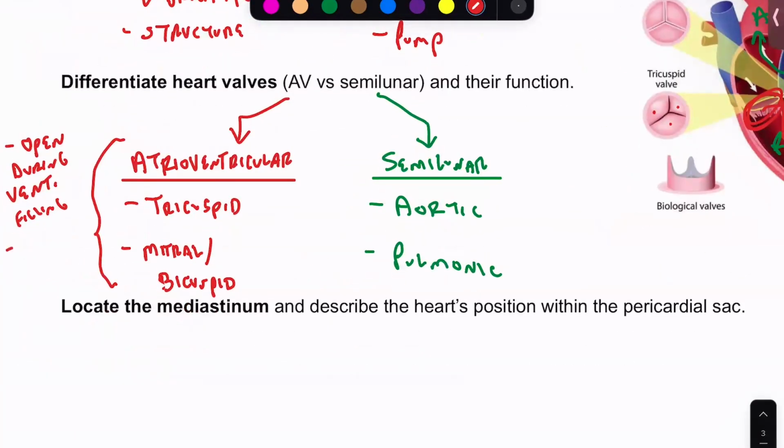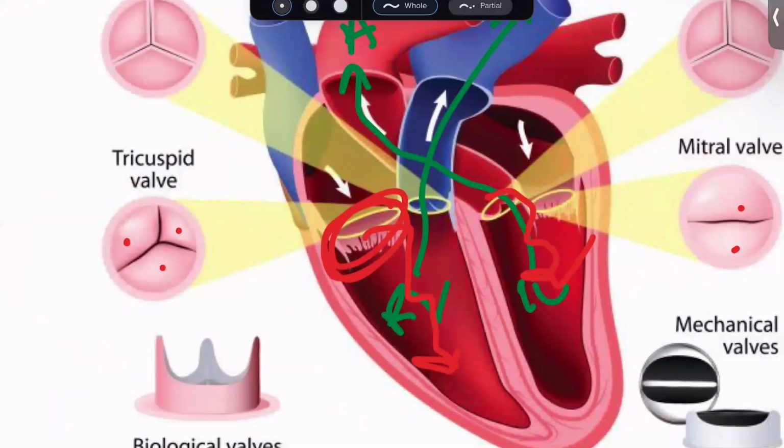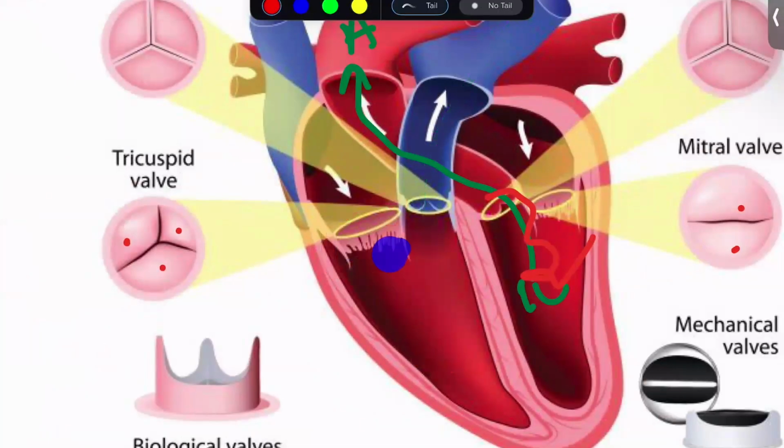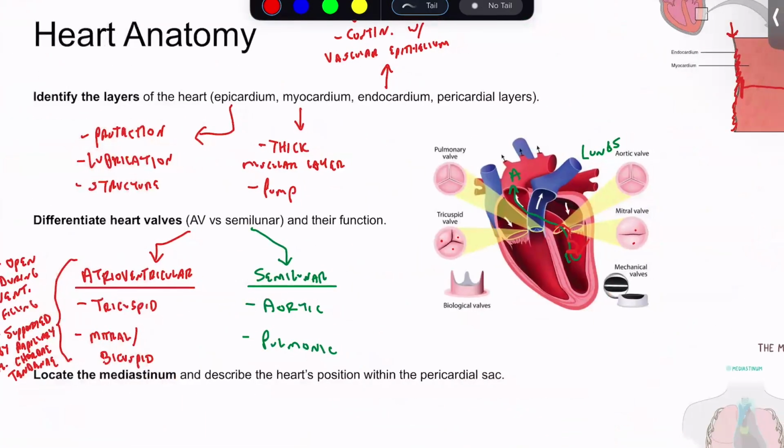And then just remember, these are supported by these little tiny muscles called our papillary muscles and our chordae tendineae. So our papillary muscles are these little muscles right here that control the valve. And our chordae tendineae are those little hair-like structures that actually pull the valve open. So if you haven't seen those pictures, maybe go back and look at those real quick, and they'll make sense for you.